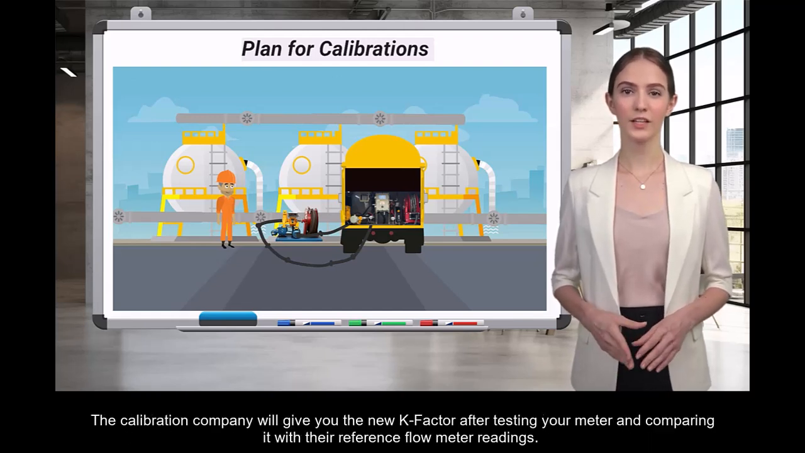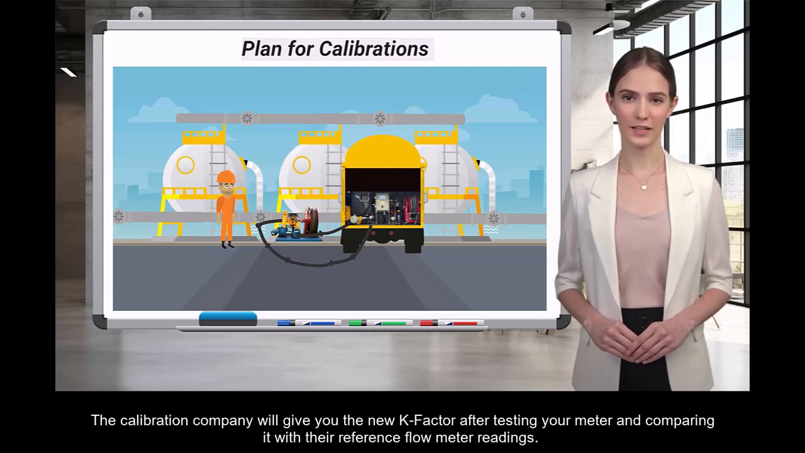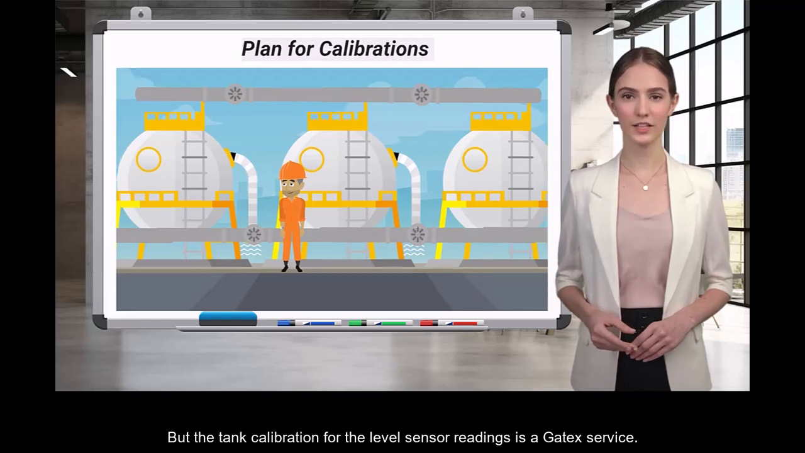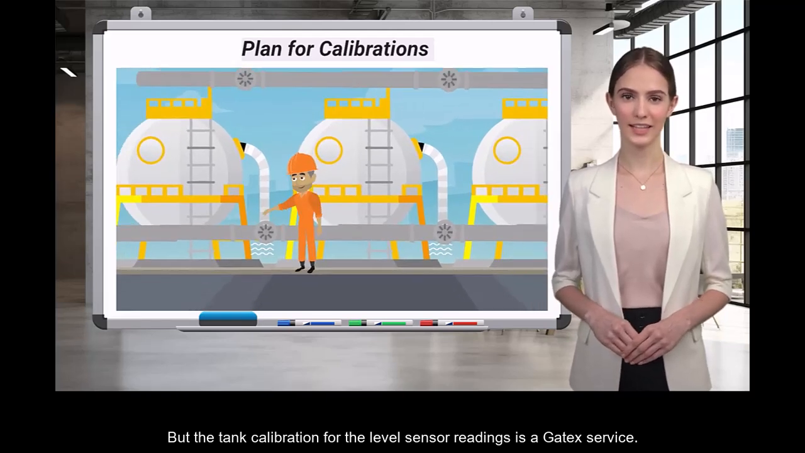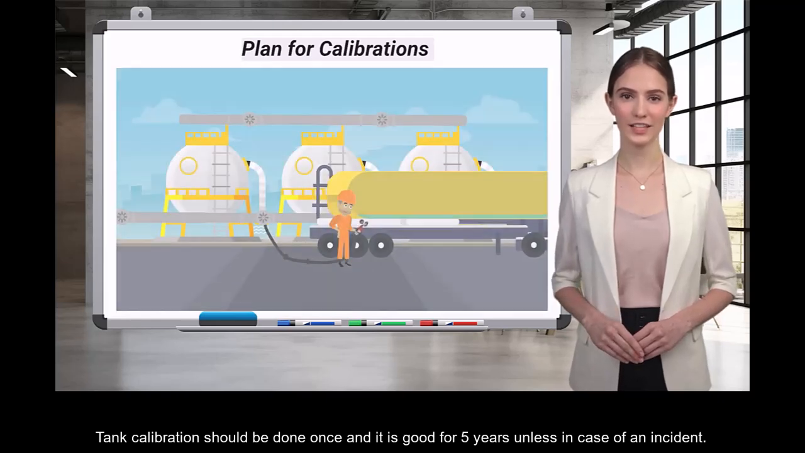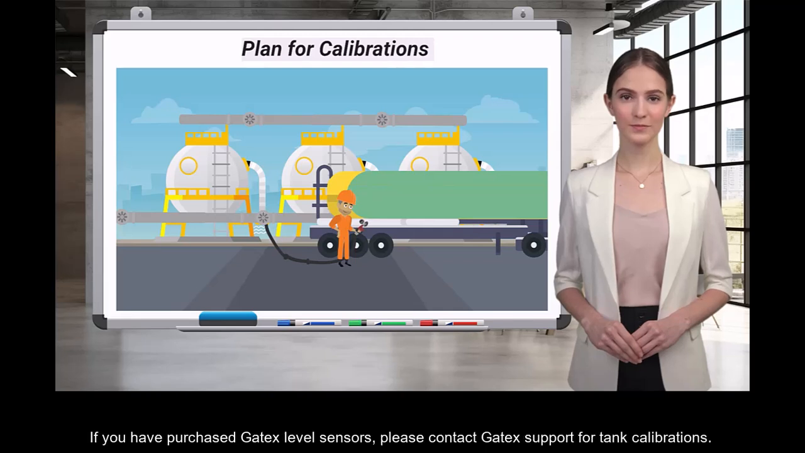The calibration company will give you the new K-factor after testing your meter and comparing it with their reference flow meter readings. But the tank calibration for the level sensor readings is a GateX service. Tank calibration should be done once, and it is good for 5 years unless in case of an incident. If you have purchased GateX level sensors, please contact GateX support for tank calibrations.